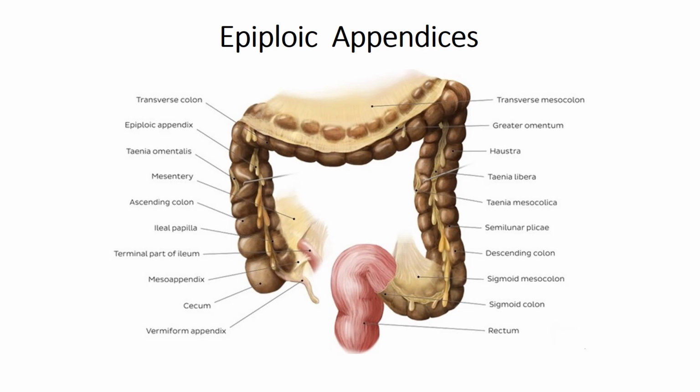Now one of the characteristic features found in the colon are these epiploic appendices, and these are peritoneal-lined subserosal adipose tissue, and they are found throughout the colon, right from the very beginning at the cecum up to the rectosigmoid junction. The rectum is completely devoid of these epiploic appendices.